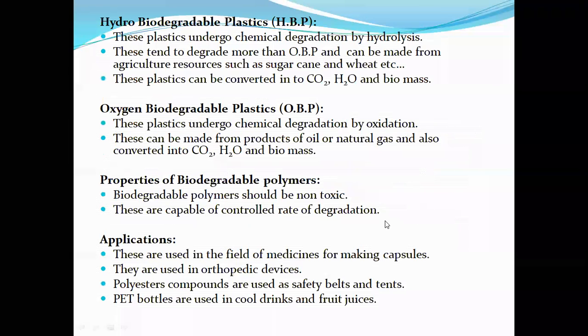Now we will see the classification. When we discuss hydrobiodegradable plastics, these are prepared from agriculture sources. What are the agriculture sources? Wheat, vegetable waste, and so on. They have hydrobiodegradation character and can easily dissolve in water. The byproducts are carbon dioxide and H2O. 99% of polymers are non-biodegradable except HBP and OBP.